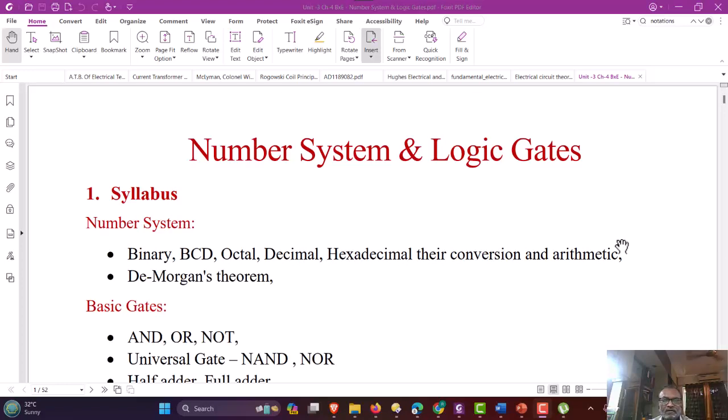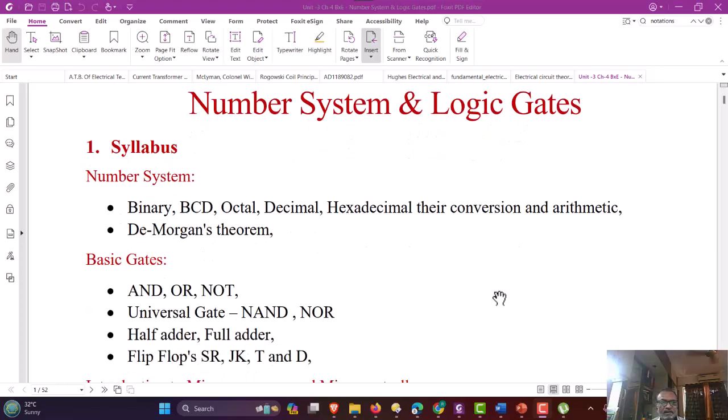Today we are going to start the discussion on unit number 3, the number system and logic gates. As per your university syllabus, the following topics are mentioned in the syllabus. Under number system, the binary number system, BCD, octal, decimal, hexadecimal number system, and their conversion and arithmetic in this number system is to be discussed.